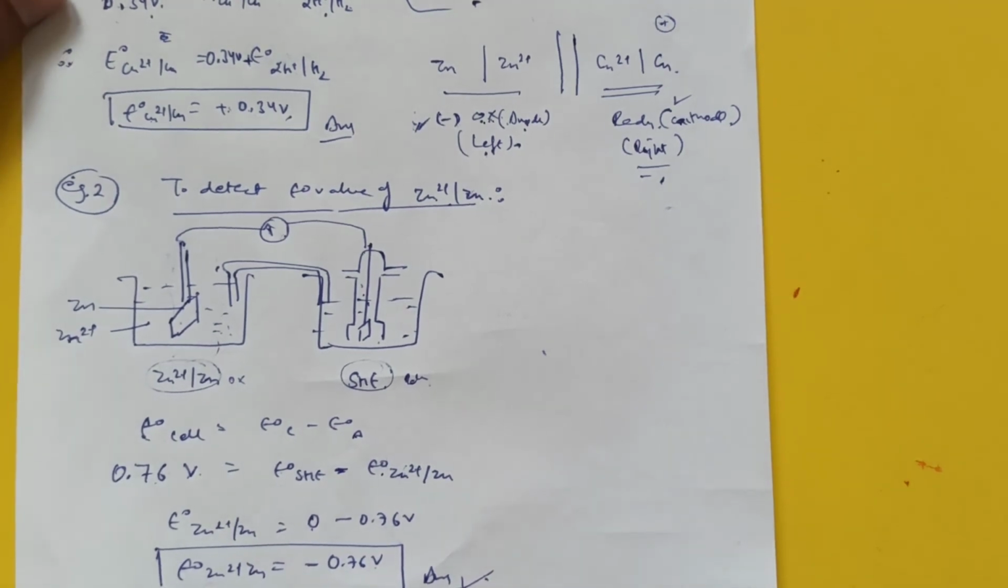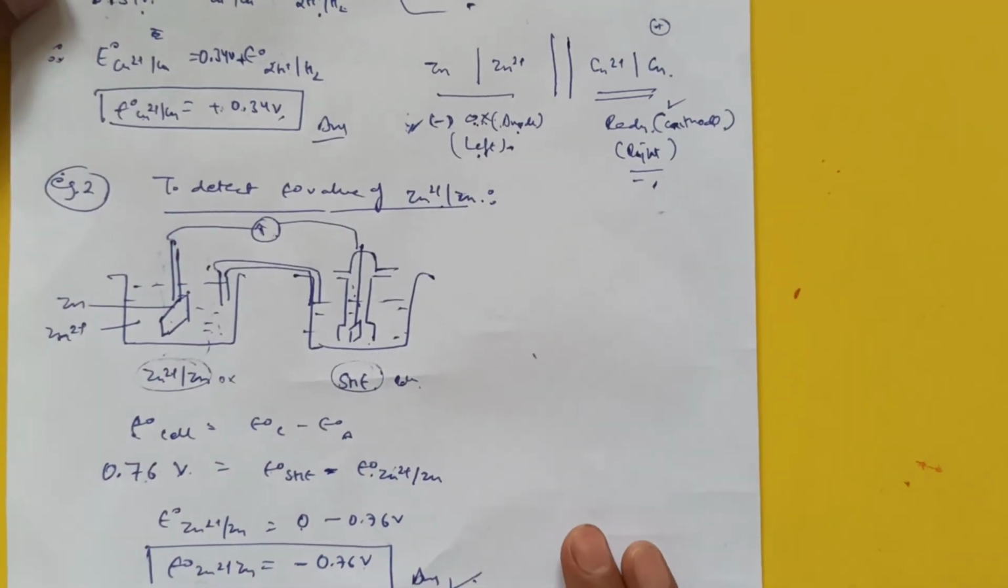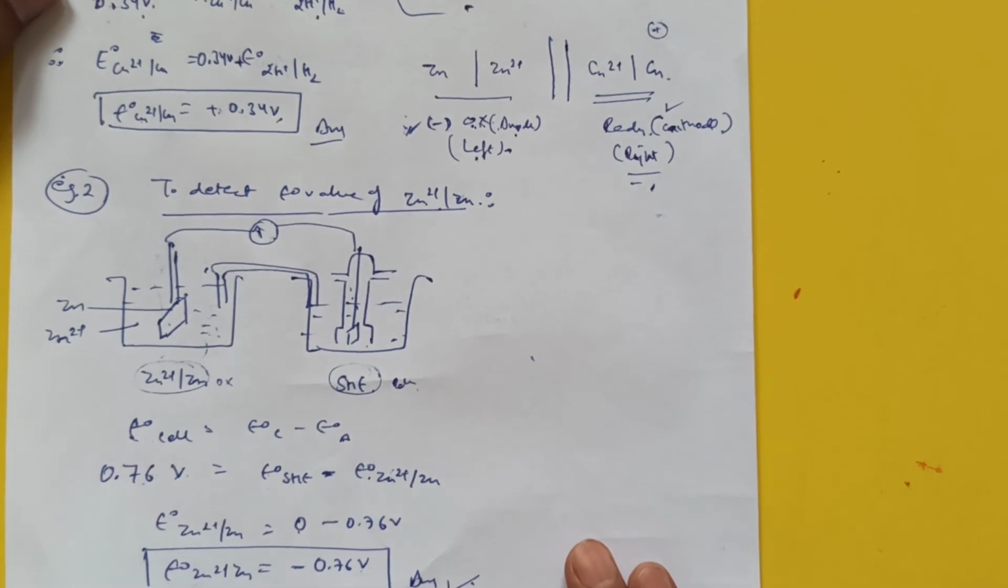Like this, for any metal electrode, by taking the standard hydrogen electrode as a reference, we can find the standard electrode potential of any metal electrode and its electrolyte. I hope it was helpful.